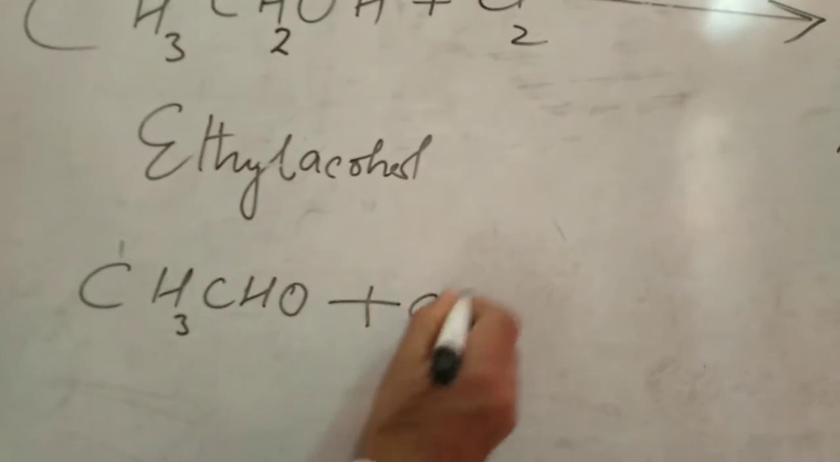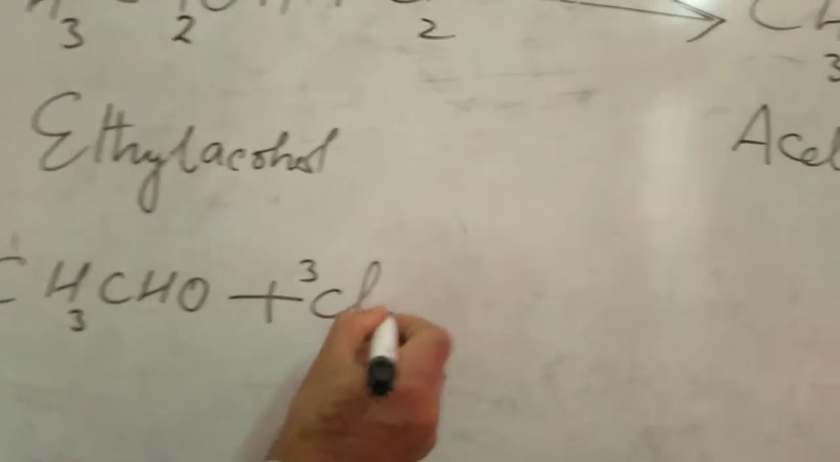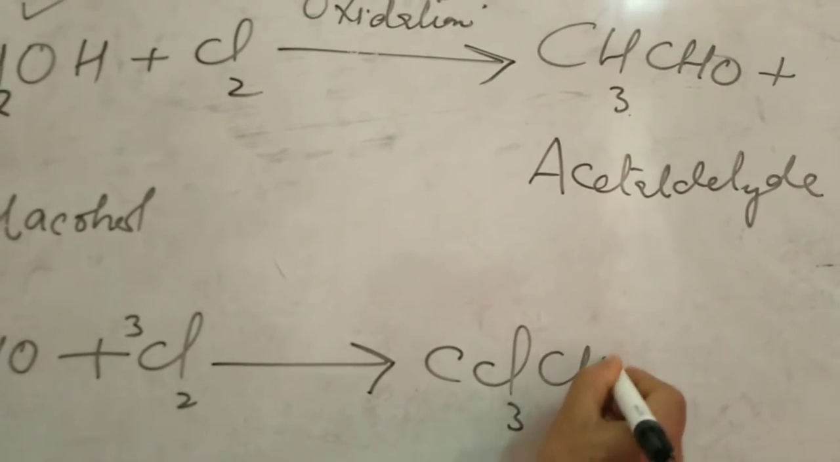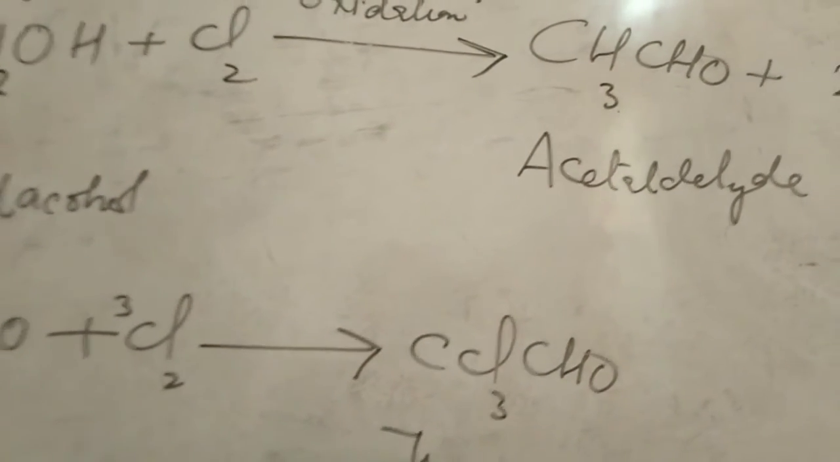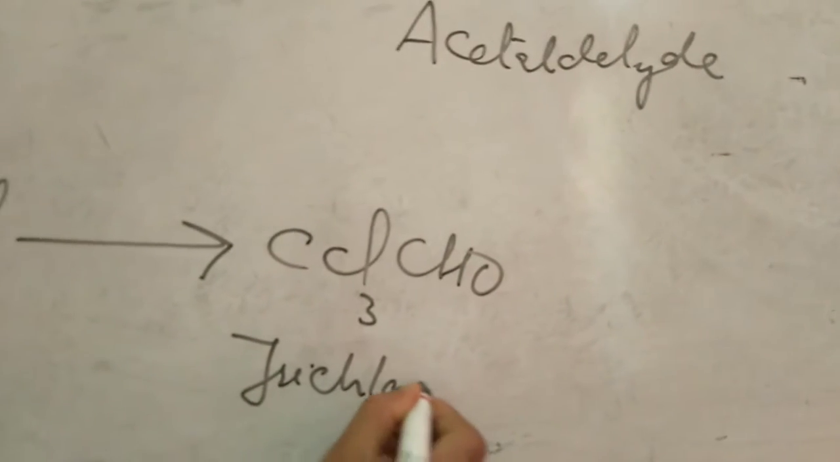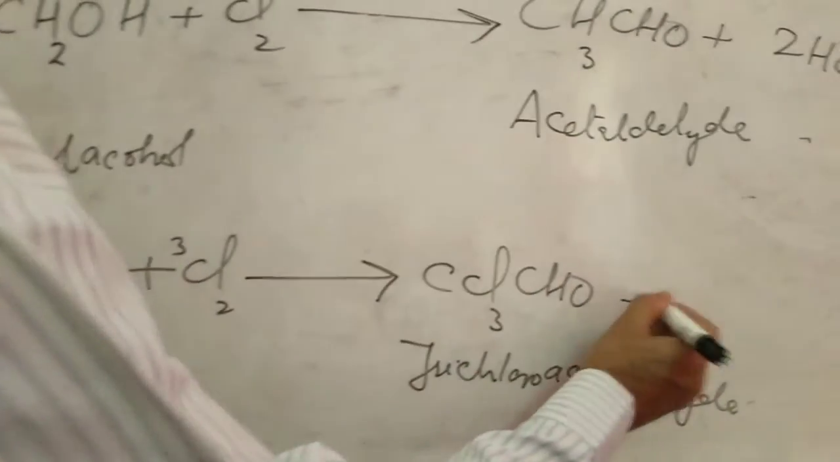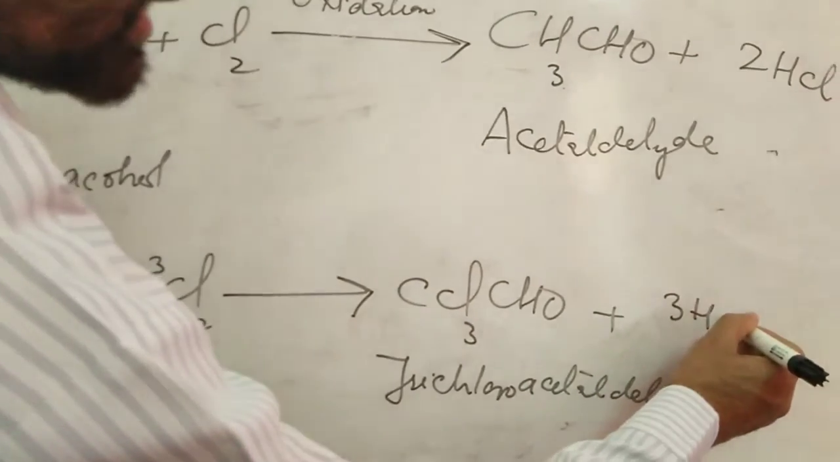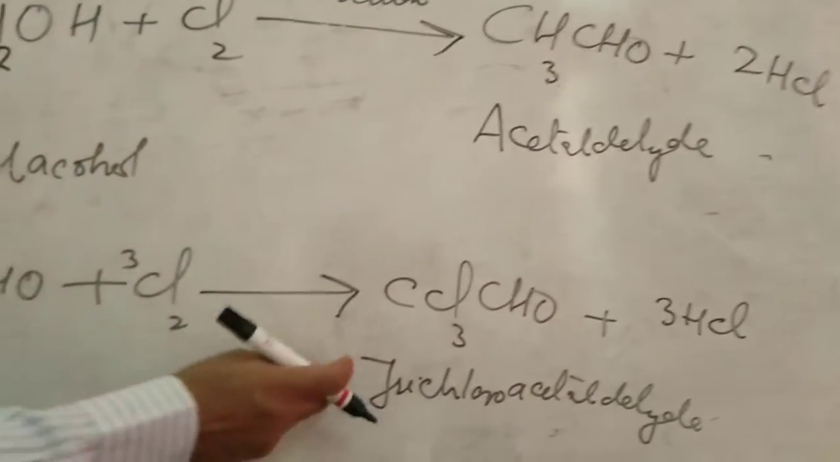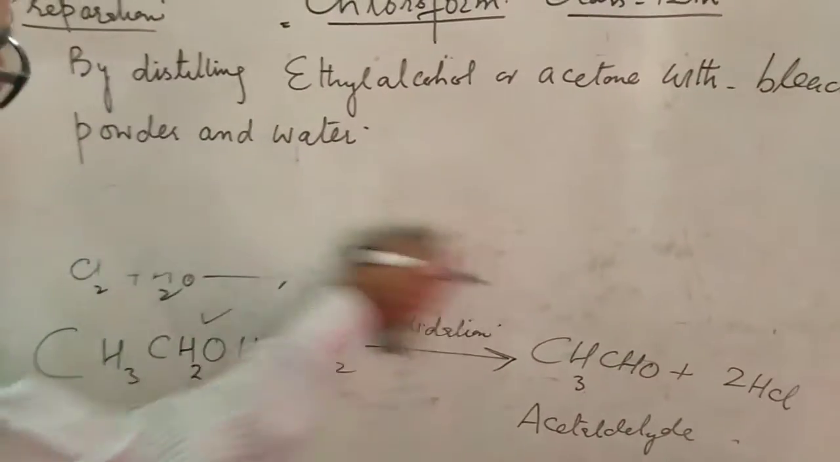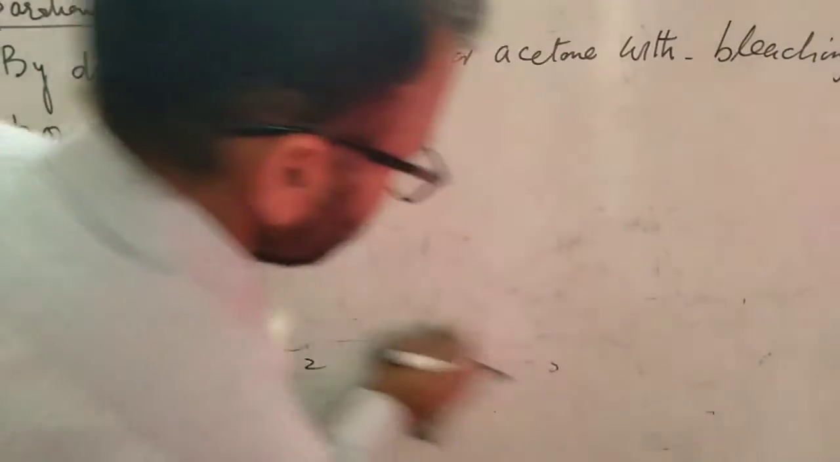Acetaldehyde again plus chlorine gives CCl3CHO. This is trichloroacetaldehyde, plus 3HCl. So this trichloroacetaldehyde reacts with the calcium hydroxide present in this.